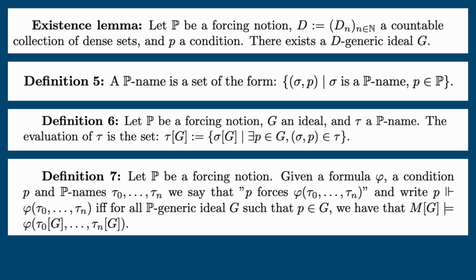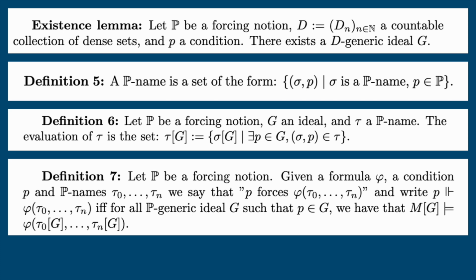And moving on to definition number 7, let P again be a forcing notion, and given a formula phi, a condition small p, and p-names tau 0 to tau n, we say that p forces phi evaluated at the p-names, and that's the notation with the stick with the perpendicular one, to write the forces or entails sometimes, if and only if for all P-generic ideals G such that small p is in G, we have that M evaluated at G entails our formula phi, where the p-names are evaluated with the generic filter.